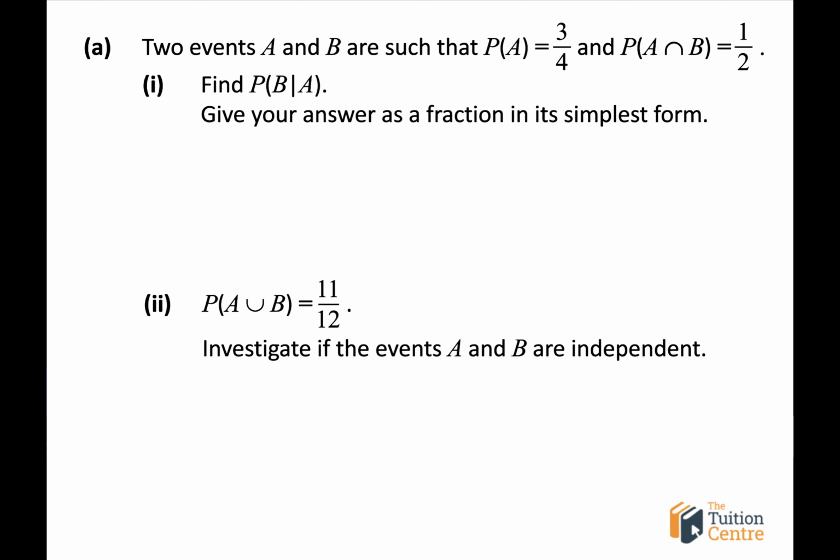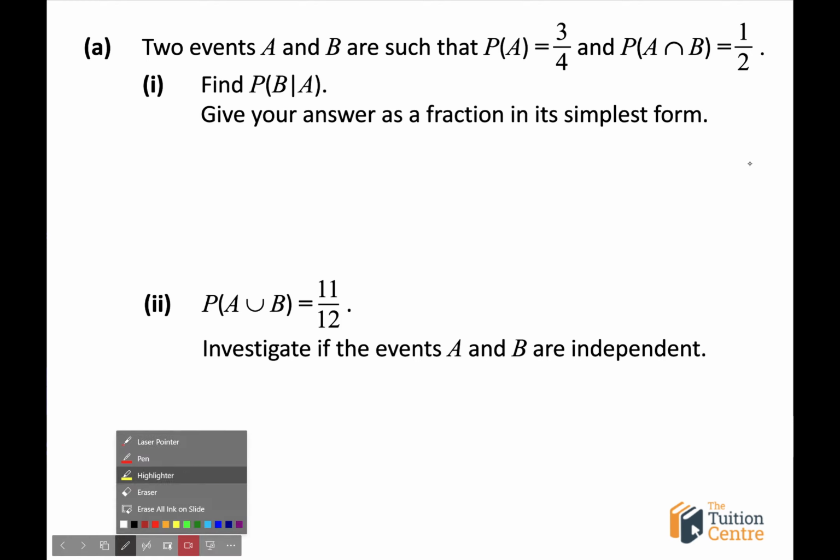Two events A and B are such that the probability of A occurring is 3/4, the probability of A intersection B, which is A and B both occurring, is a half. Find the probability that B occurs given that A has occurred. And that can sometimes be the bit that catches people that are unsure about what that part means, but it's the probability that event B occurs given that A has already occurred. Give your answer as a fraction in its simplest form.